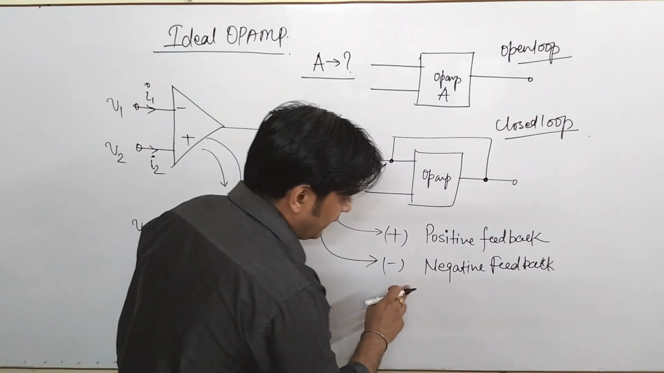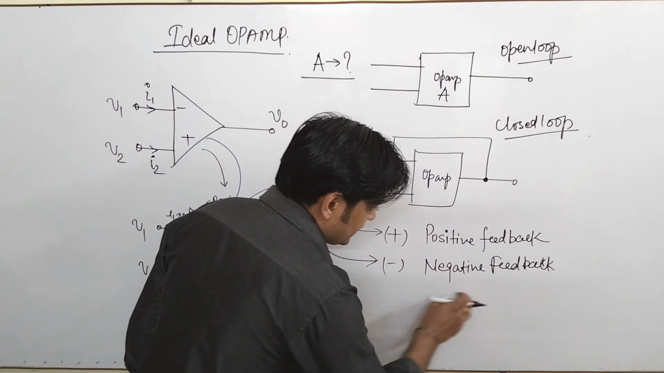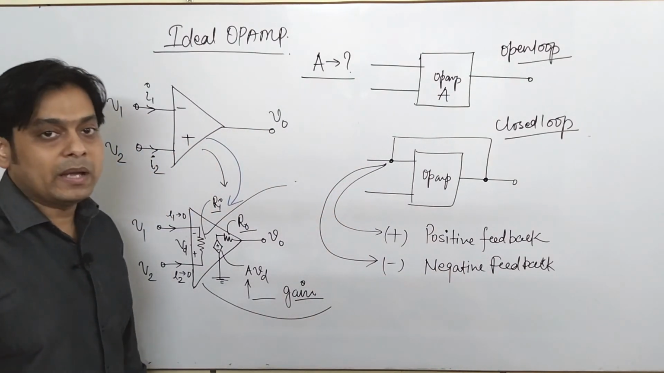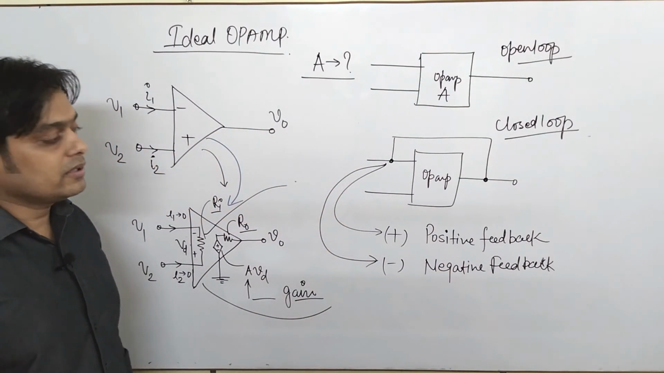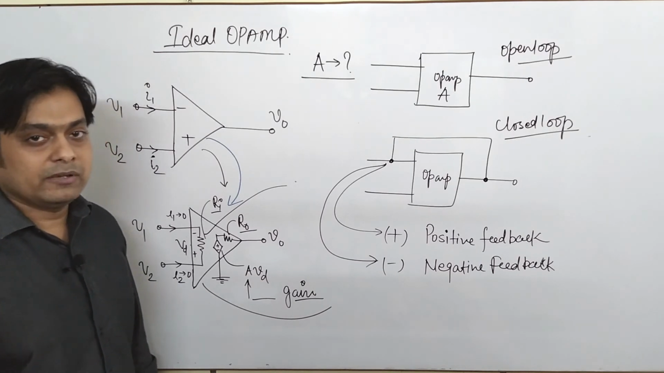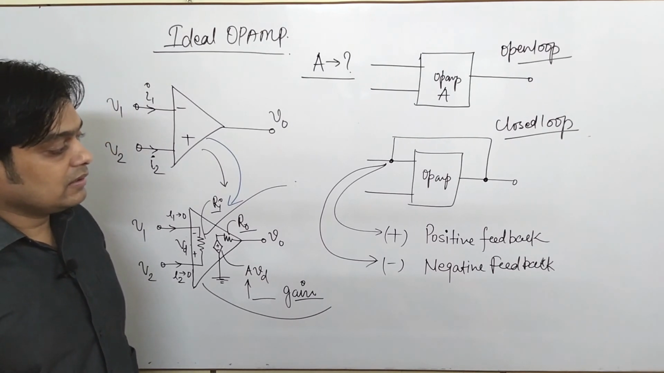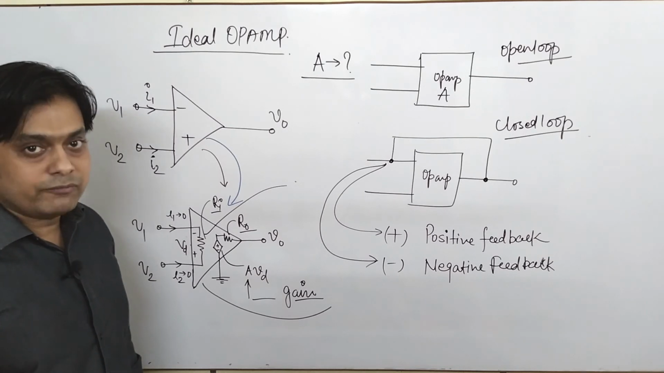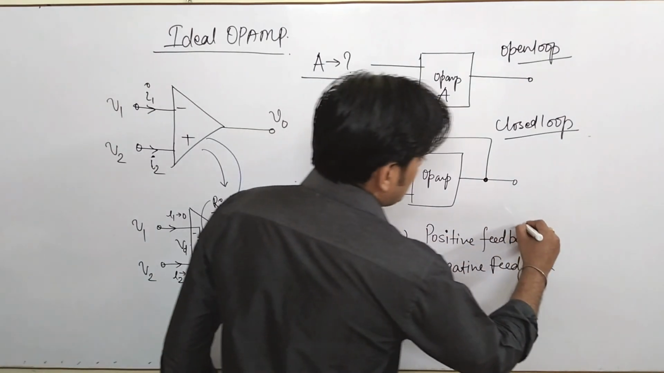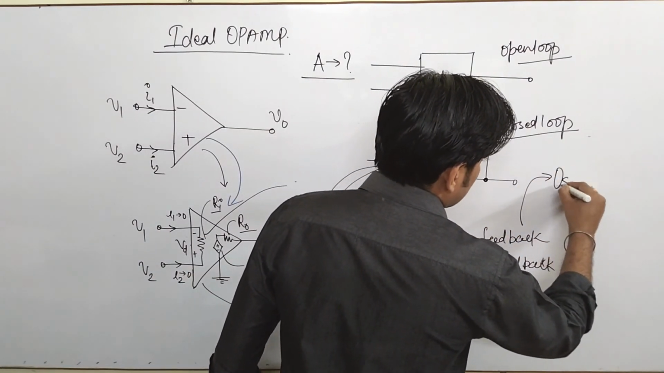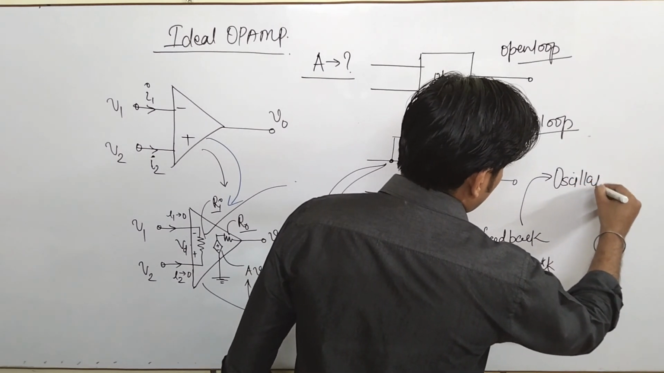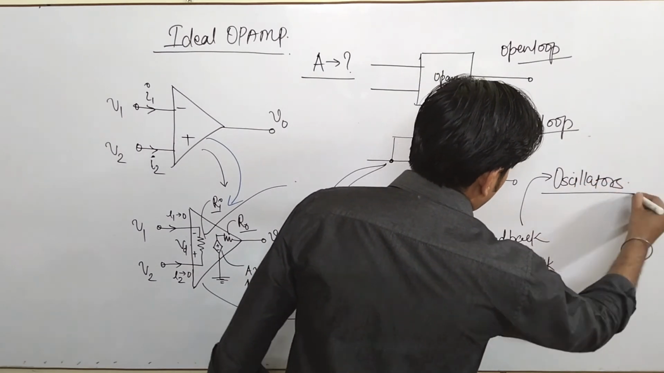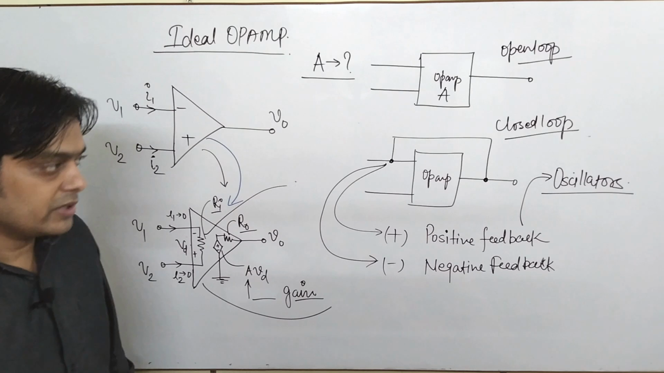So that's why you will find there are a large class of applications of negative feedback in an amplifier, and you generally call them negative feedback amplifiers. Now you will ask where the concept of positive feedback is used. You will see the concept of positive feedback is specifically used in oscillators. You will study this in your ADC subject.